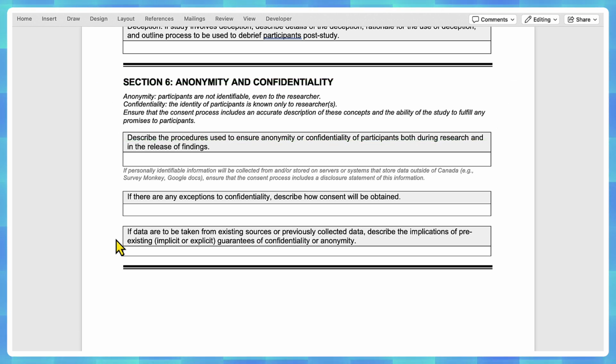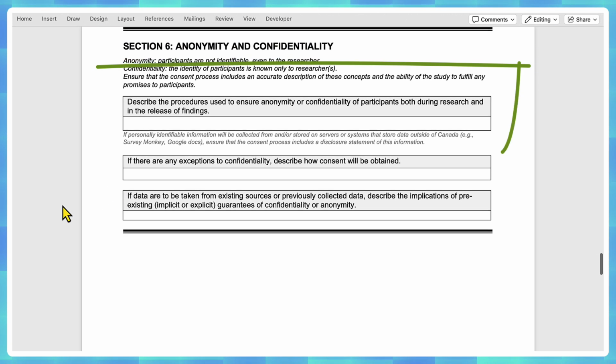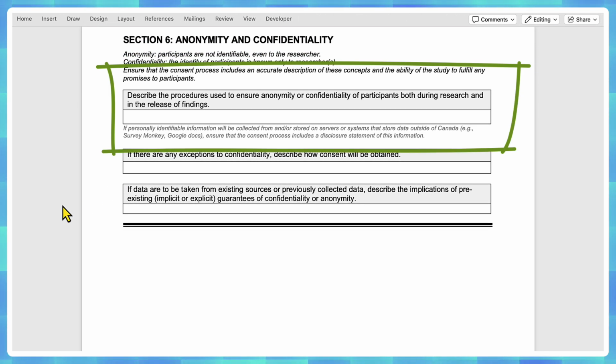And given that, we want you in this first box here to describe the procedures that you're going to use to ensure either anonymity or confidentiality, both during the research process and the data analysis, and definitely in the release of findings. So when you're disseminating your research.